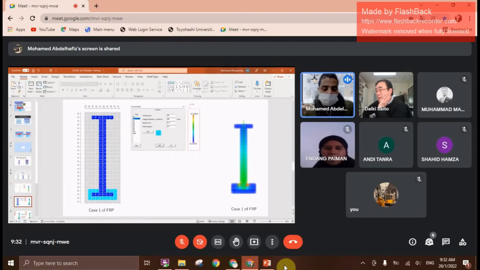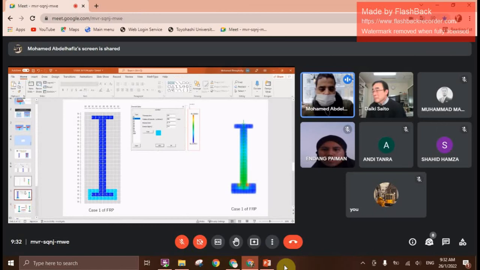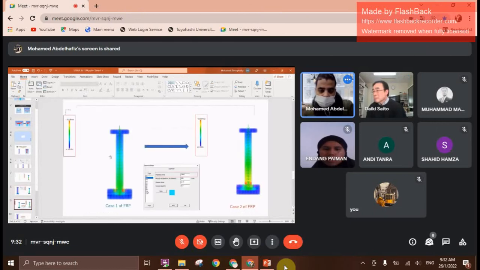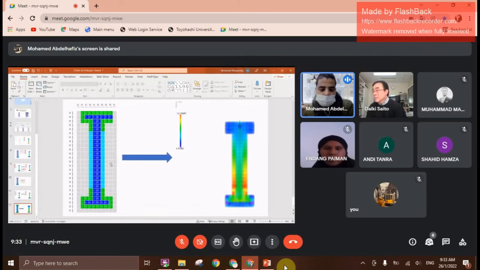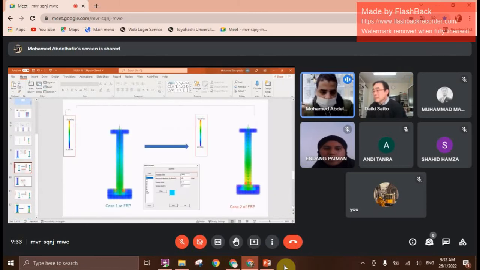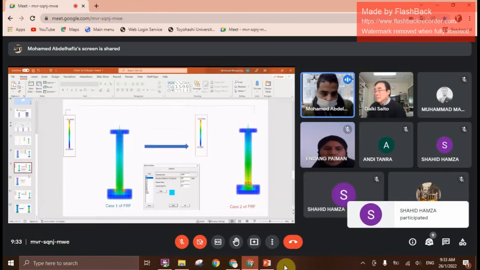Then I tried different FRB sheets with different properties, and I wrapped the beam in this way. We can see that the forces are different because when we add the FRB, the center of mass of the member moves, so we tend to get more stresses. But when I increased the thickness, this is case 1, it runs from 10 to minus 70. It was minimized to be from 4 to minus 44.